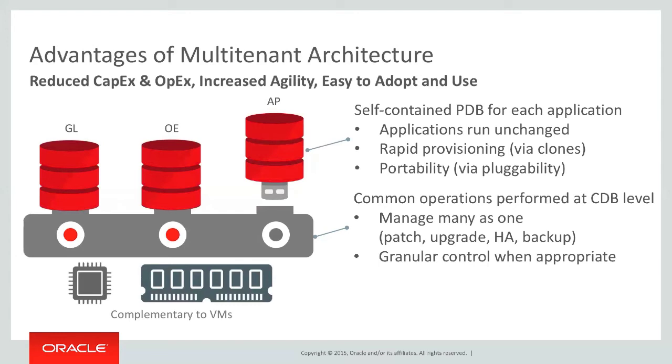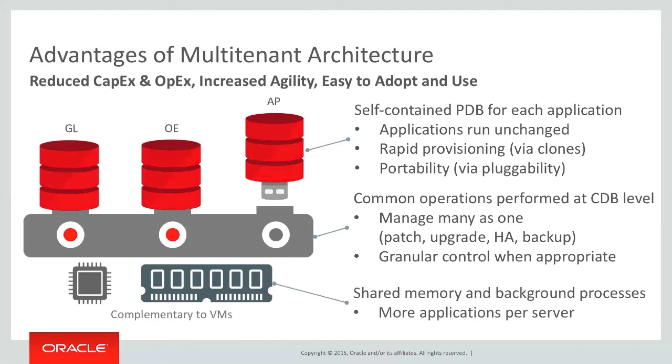You apply patches centrally, upgrades, configuration for high availability, which is what we call HA. Those sorts of things you do at the level of the CDB. So it's much, much easier. So a great deal of the operations that a database administrator or a DBA does become much easier because you can manage them together. But you retain granular control when appropriate. And that's very useful because sometimes you really do want granularity. Sometimes you might want to do a point-in-time recovery or something for just a single database. So you kind of got the best of both worlds here.